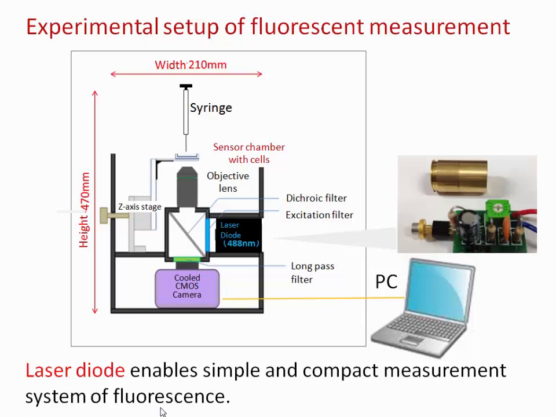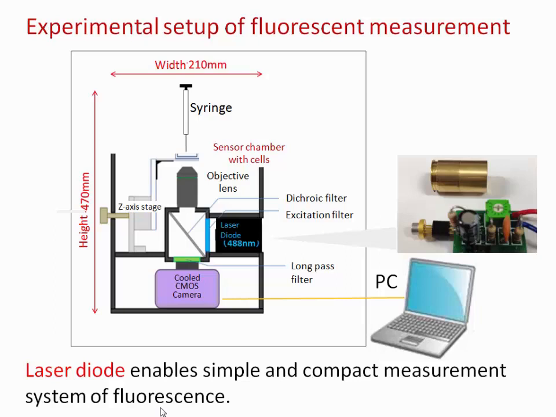This one is the dichroic mirror, and the light goes this way through the objective lens. Here is a sensing chamber with cells. This syringe means that odorant stimulus is injected using this syringe. After that, fluorescence occurs and goes this way. It is captured by a cooled CMOS camera through a long pass filter, and the captured image is transferred to a personal computer here.